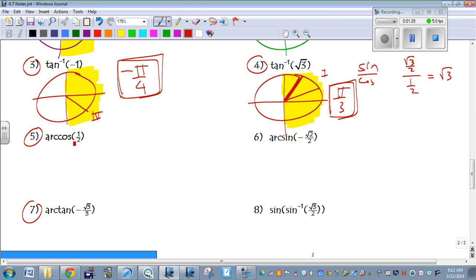Inverse cosine, for this one, our answer has to be between 0 and pi. And it's positive, so that's going to put it in the first quadrant. Negative would be in the second. Cosine, or x value, is 1/2, so that's at pi over 3.